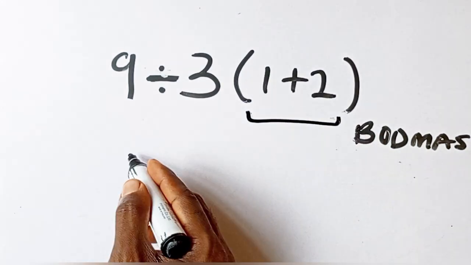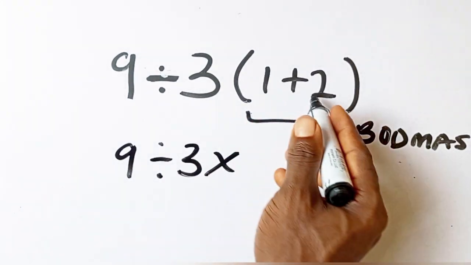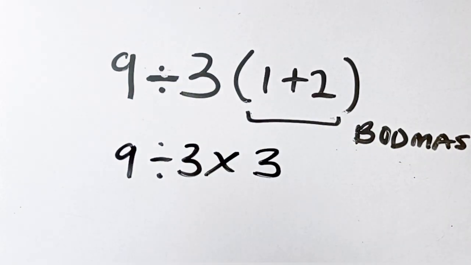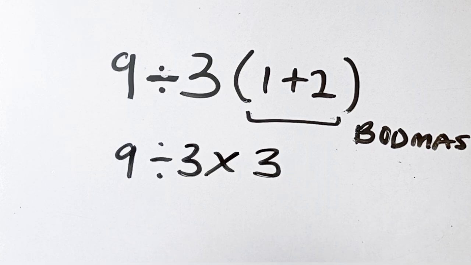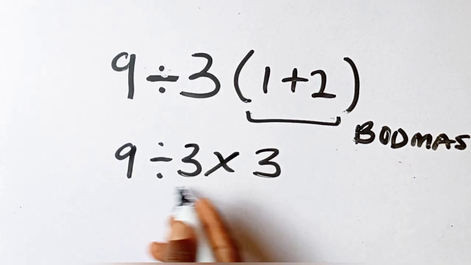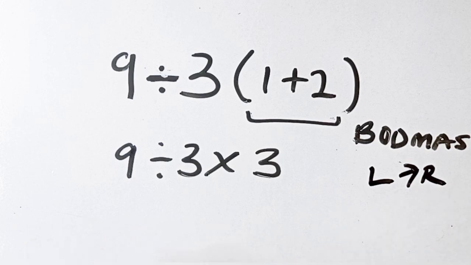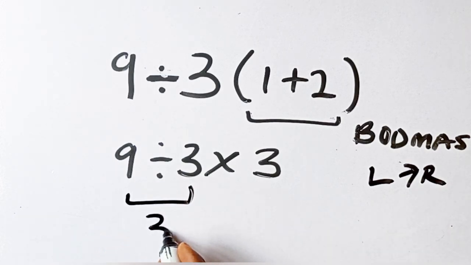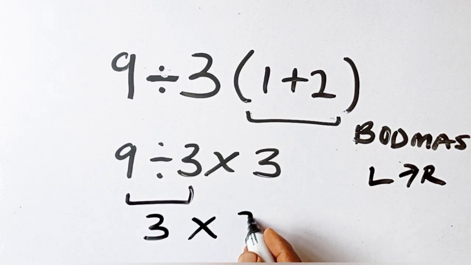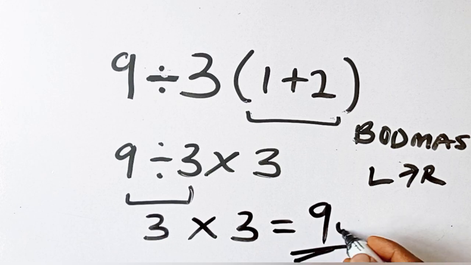If we do this first, we are going to have 9 divided by 3 times 1 plus 2, which will give us 3. Alright, so division comes before addition and multiplication. So we are solving from left to right. Don't forget, we are following the rule from left to right. So 9 divided by 3 is going to give us 3, times this 3. This is going to give us 9. This is the final answer to the question.